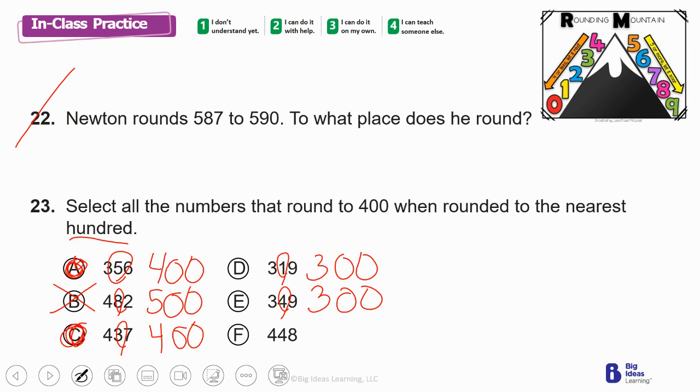And F, the last one, the 4 would tell the 4 to rest, and the rest would become 0, so that would be the answer choice. But I want you to notice I had to work out and solve every single one on here. So make sure that you realize when it says select all, it means work all of them.